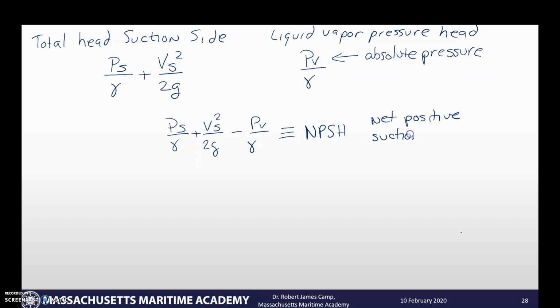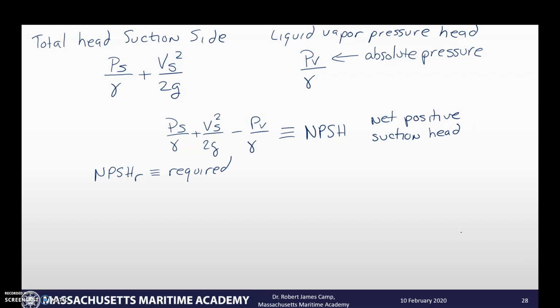And this is that NPSH line that you've seen on some of the pump curves up until now. So there are two types of NPSH. The first is what we call NPSH-R, which stands for required. Now this is how much net positive suction head the specific pump needs to avoid cavitation.